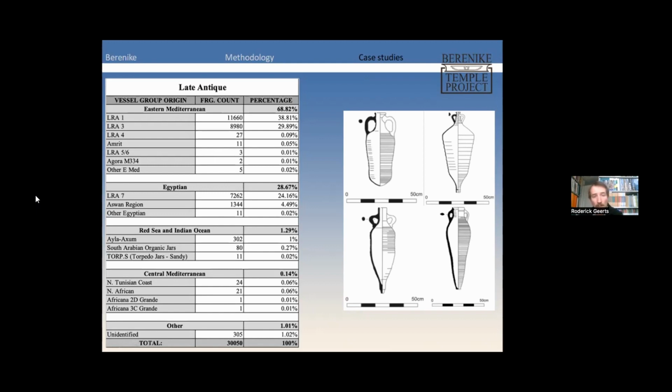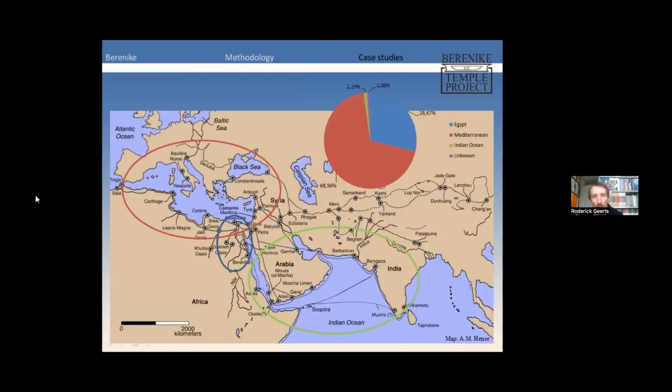So what we see happening is that patterns are shifting. Also, if you put it on the map with a pie chart again, we see this pattern that most of the material, amphorae and transport material, comes from the Eastern Mediterranean, and Egypt is still quite a significant group, but not as big anymore as in the early Roman period. So we see a clear shift in supply networks supplying Berenike.